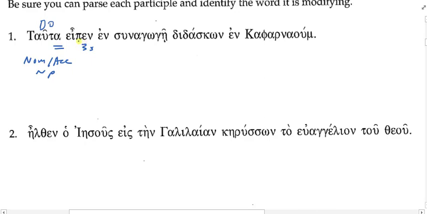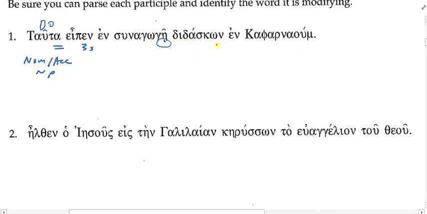So he said tauta. He said what? These things. This is neuter, so we can use the word things. He said these things. En synagoge? Yeah, in synagogue. What case is this? It's dative. I've got that iota subscript for the dative singular, right? Okay, so he said these things, didaskon and Capharnaum.